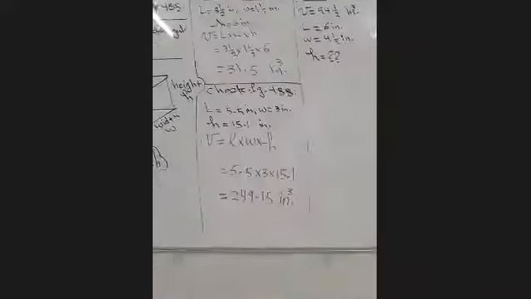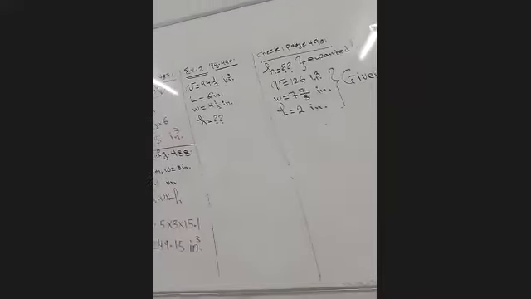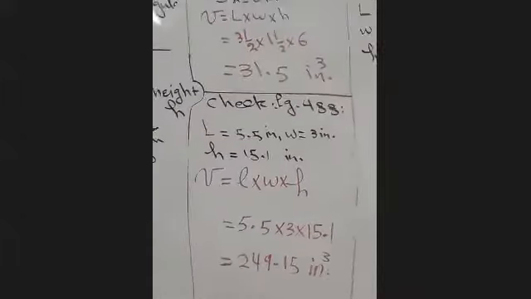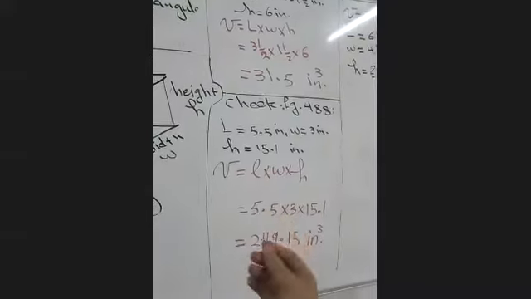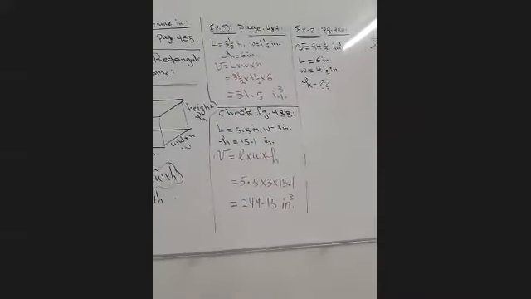This is the check, guys. If you didn't write it yesterday, write it now, please. So to find the volume of any rectangular prism, we follow its formula, replace the numbers, multiply, and give the answer. Simple as that. So this is example 1 and the check.